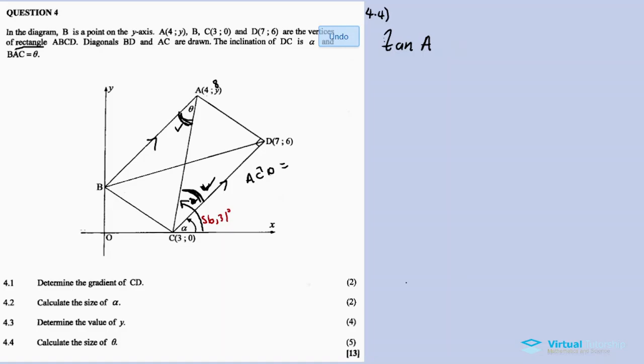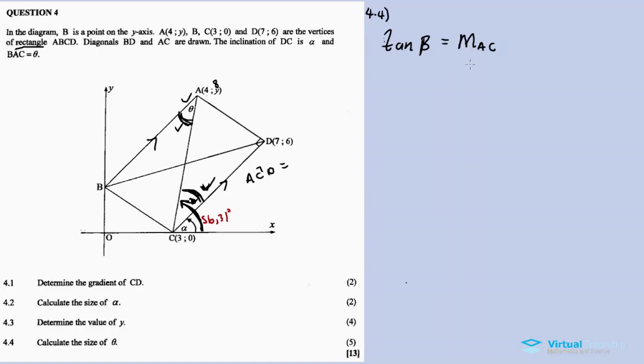Wait, what am I doing now? How about we call the angle of inclination for AC beta? I don't want to say theta because theta is this angle. Let's say this is angle beta, the angle of inclination for AC. This angle, right? And then tan beta is equal to the gradient of AC.